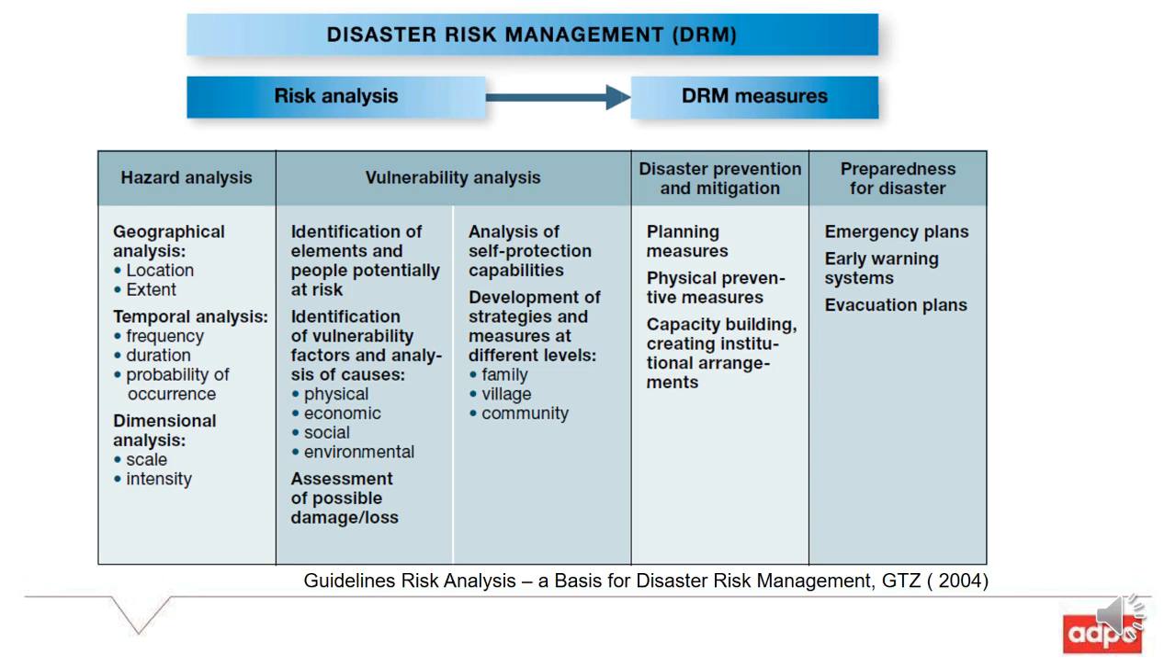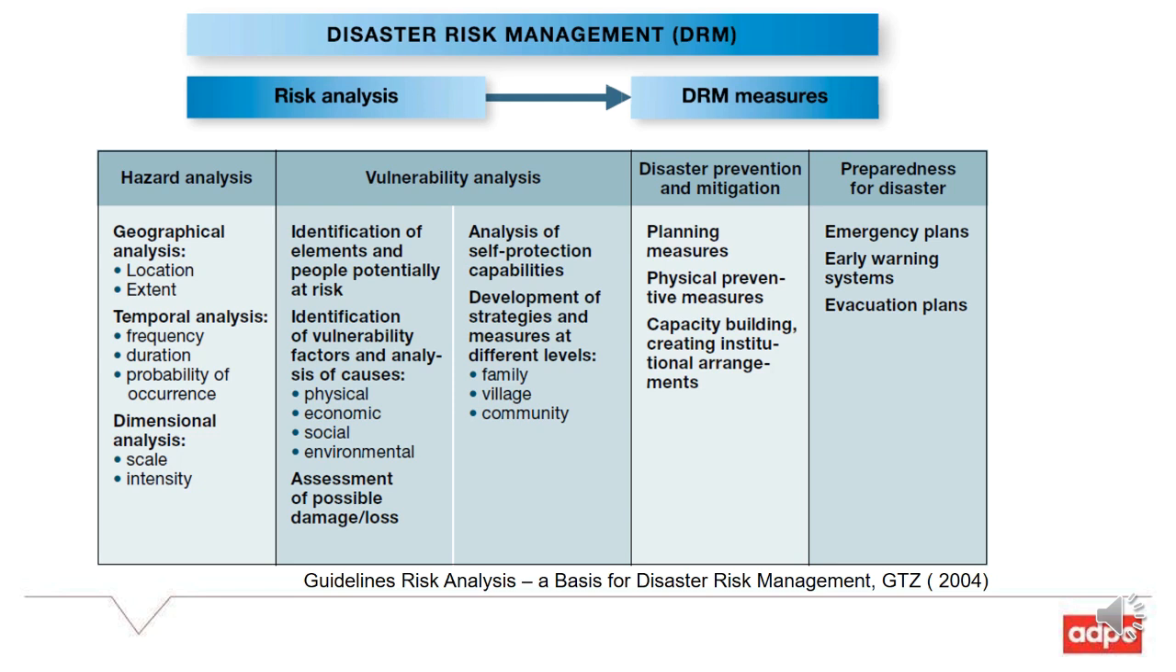In disaster risk management, the risk analysis can result in DRM measures, disaster risk management measures. Like in the risk analysis, hazard analysis outputs like geographical analysis will show the location and extent, temporal analysis will show frequency, duration, and probability of occurrence.